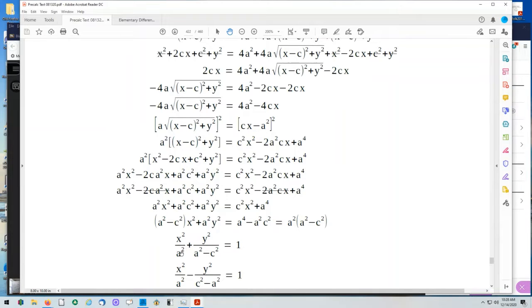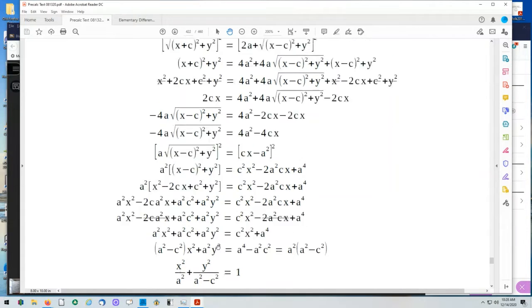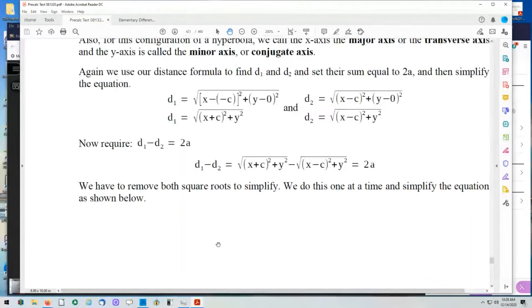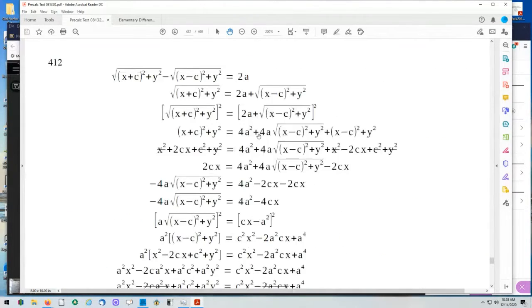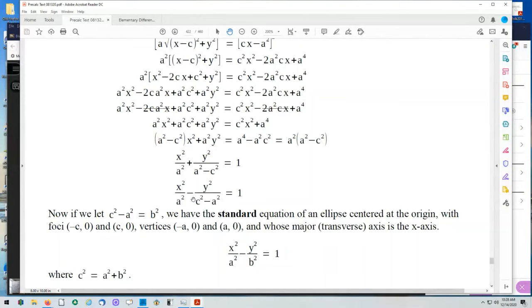We have x squared over a squared plus y squared over a squared minus c squared is equal to 1. But remember, c was larger than a. Why is that? We can see on the picture: my focus is further to the right than that vertex. So I'm going to factor out a negative and write that as minus (c squared minus a squared). So a squared is positive, and c squared minus a squared is also positive. Like I did in the case of the ellipse, I'm going to let c squared minus a squared equal b squared.